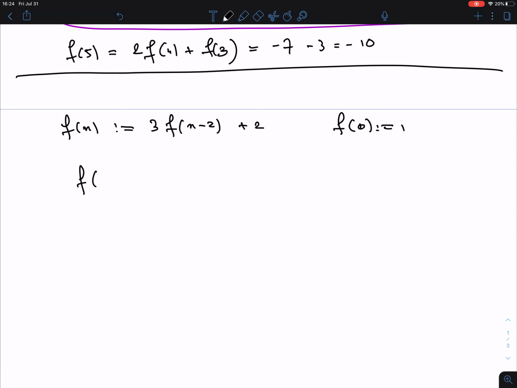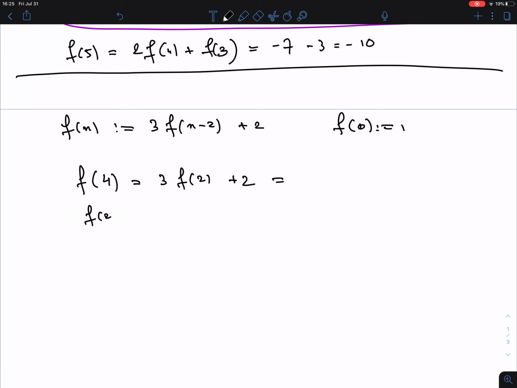Okay, so let's calculate f4. Notice what happens here: to calculate the value for n, we only need the value 2 below that. We don't need the previous one, we need the one before that. So that's possible too. Recursion is very flexible in that sense. So what is f4? Well, that is 3 times f2 plus 2, right? According to this formula, you take 4, subtract 2, that's 2, and then take 3 times that plus 2.